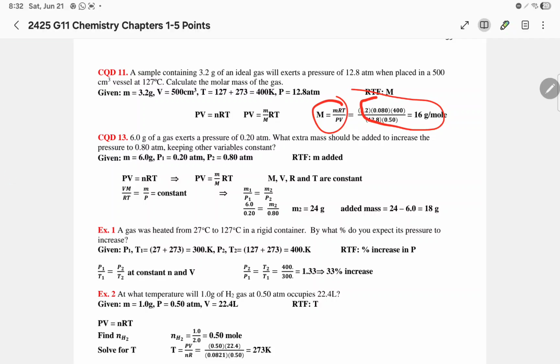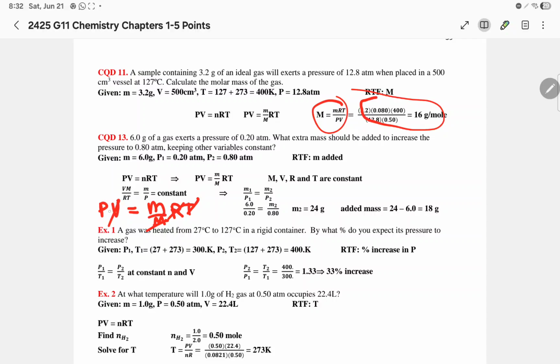6 grams of a gas exerts a pressure of 0.2 atmosphere. What mass should be added to increase the pressure to 0.8, keeping all other values constant? So we know the equation. PV equals m over M RT. Now we don't need M, we don't need R, we don't need T, we don't need V.